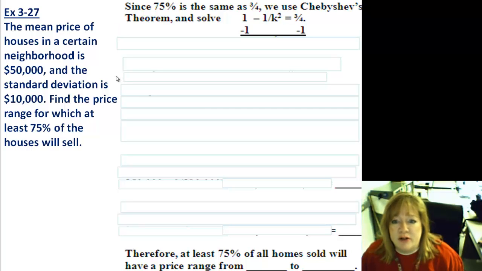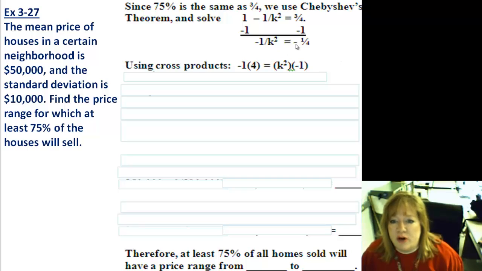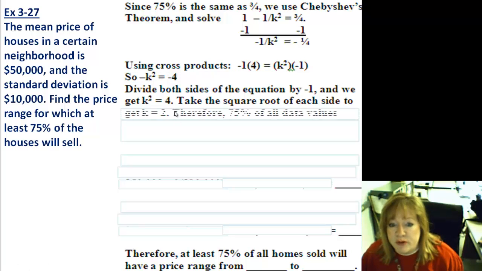So what we're going to do is solve for k there. So we get the opposite of 1 over k squared equals negative 1/4. Using cross products, you can do negative 1 times 4, k squared times negative 1. You could also flip both of them. That's another way you can do proportions. So you get negative 4 equals the opposite of k squared. So k squared equals 4. Take the square root, you get k equal 2.